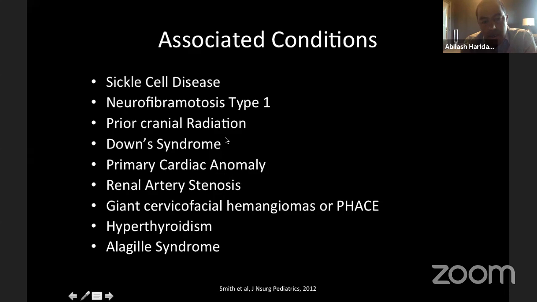Some of the ones on the bottom can be associated, but they're not as common conditions. One thing over here, postcranial radiation. We know radiation can cause alterations in blood flow, and if someone has had radiation, especially brain tumors as children, and they've had multiple radiations over their lifetime, they can develop moya moya. So just something to think about.